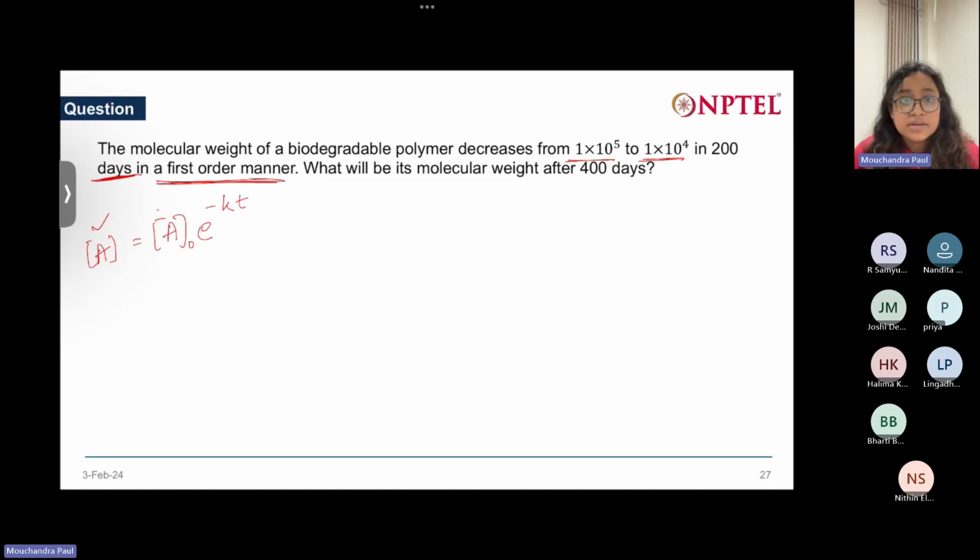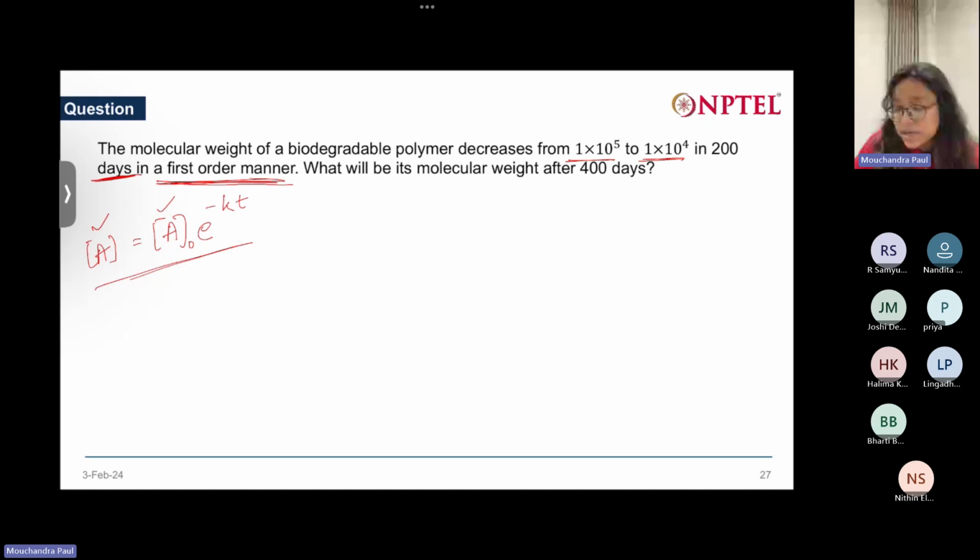So a similar kind of expression we will have to formulate for this particular problem as well, because it is said here that it is degrading in a first order manner. So kinetics is happening in a first order manner. A similar kind of expression we will formulate.